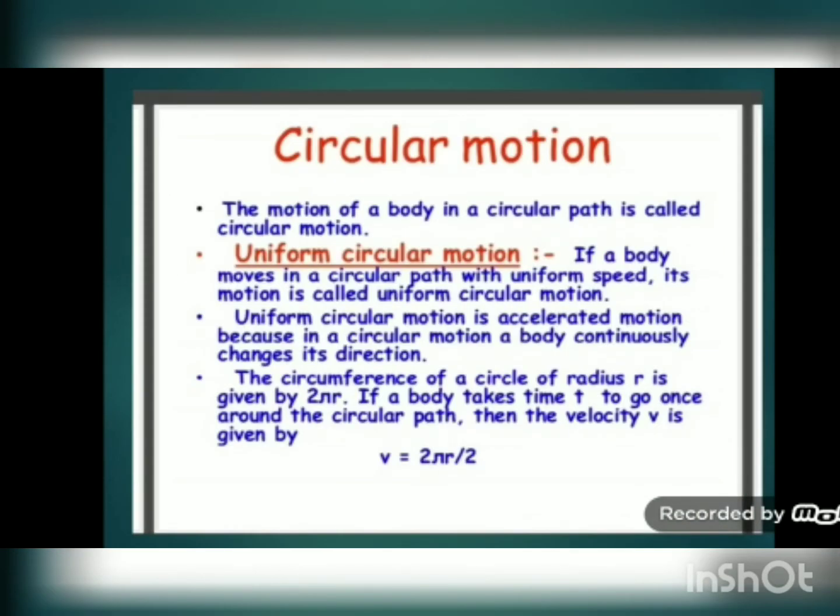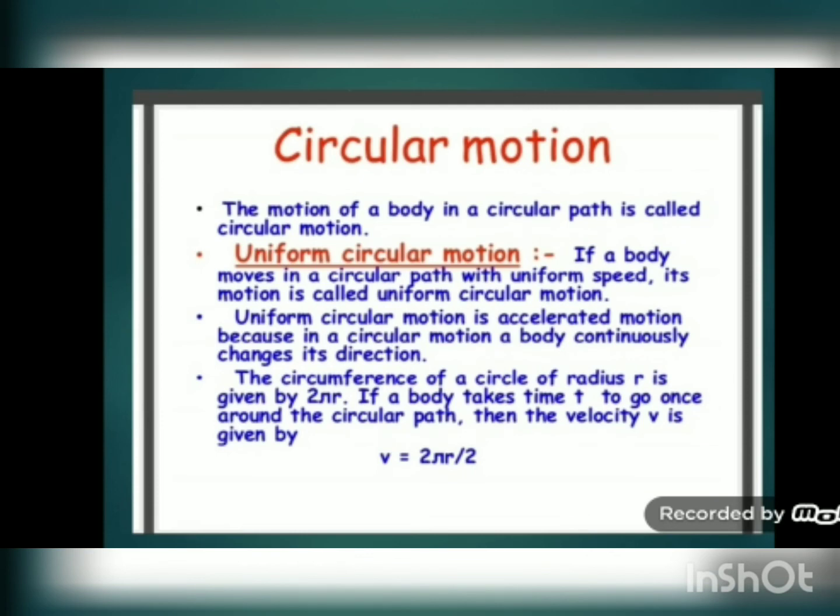See, uniform circular motion means a body or object moves in a circular path with uniform speed, and its motion is called uniform circular motion. Although the object is moving with uniform speed, its direction is constantly changing, so uniform circular motion is different from normal uniform motion. Actually uniform circular motion is accelerated motion because in circular motion a body continuously changes its direction.